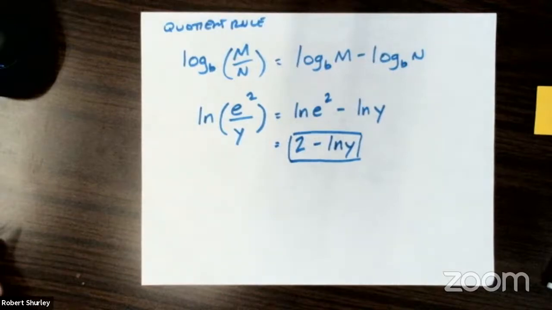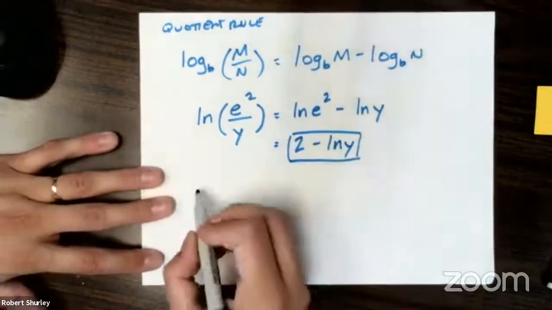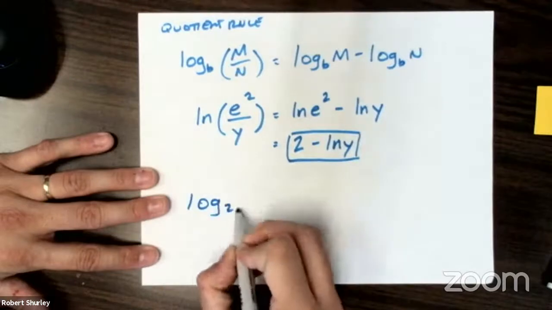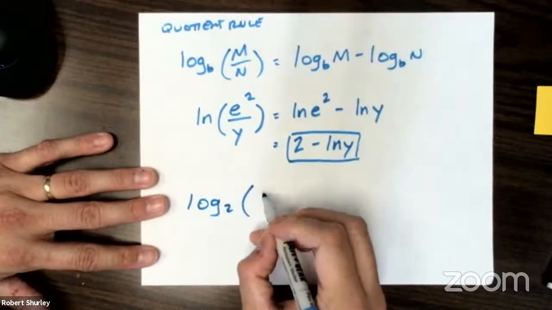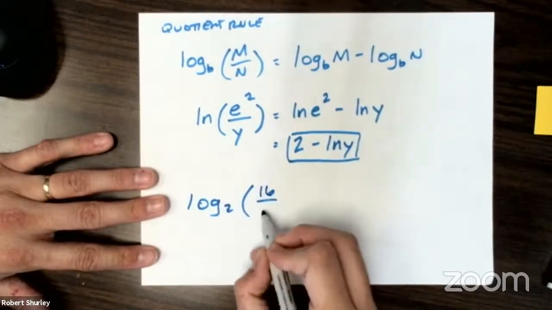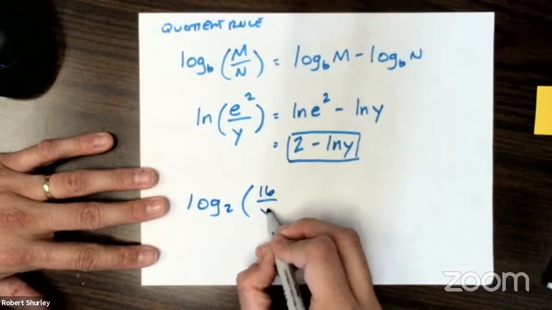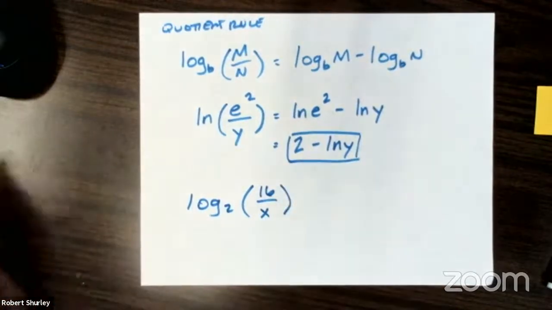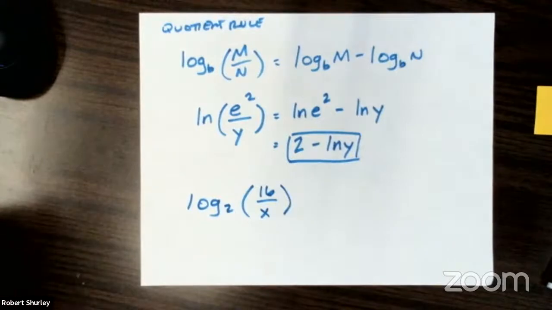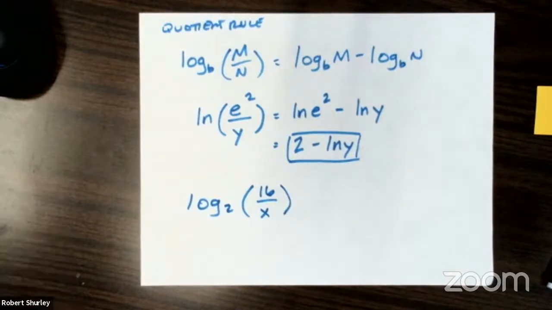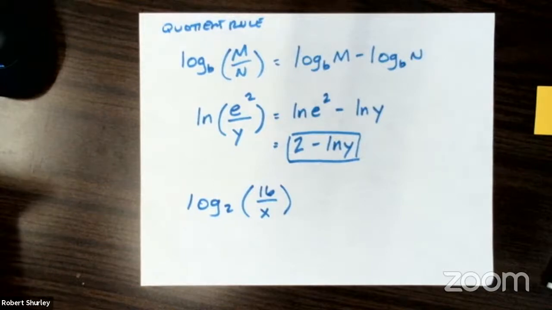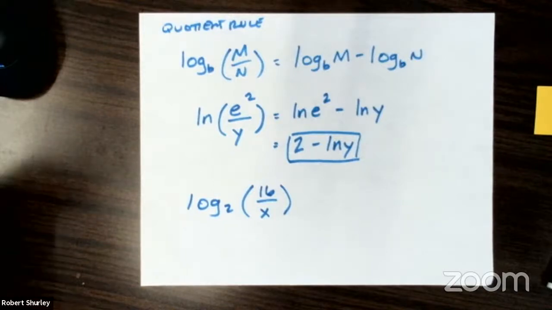Kind of cool. Okay, so I'm going to give you one to try. Let's say we have log base 2 of 16 over x. I'll give you a minute to try it. Log base 2 of 16 over x. So expand and simplify. I'll give you just a minute. Just get started and see if we can get through it.